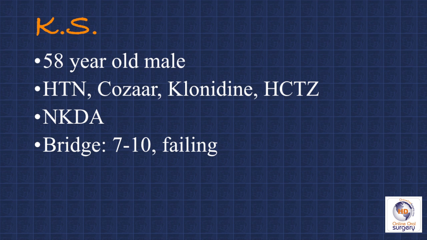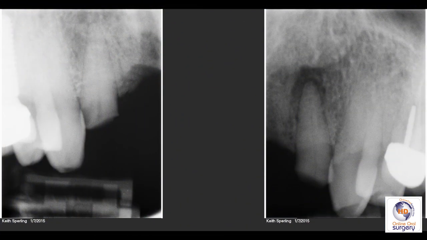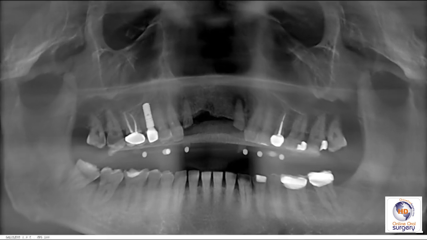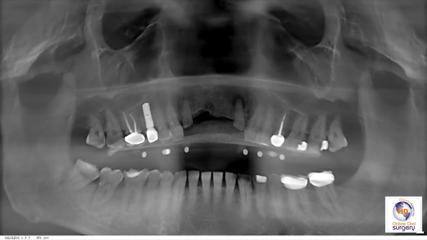His medical history is significant for hypertension, for which he's on some Cozaar, clonidine, and hydrochlorothiazide. Other than that, he's fairly healthy, and he's not allergic to any medications at all. Looking at the periapical radiographs that his dentist sent us, you can see that the bridge has been removed, and there is basically no tooth structure above the gingival margins. Tooth number 7 has a slightly widened periodontal ligament space, but tooth number 10 has a fairly good-sized periapical radiolucency, which we can see a little bit more clearly on our cone beam CT scan.